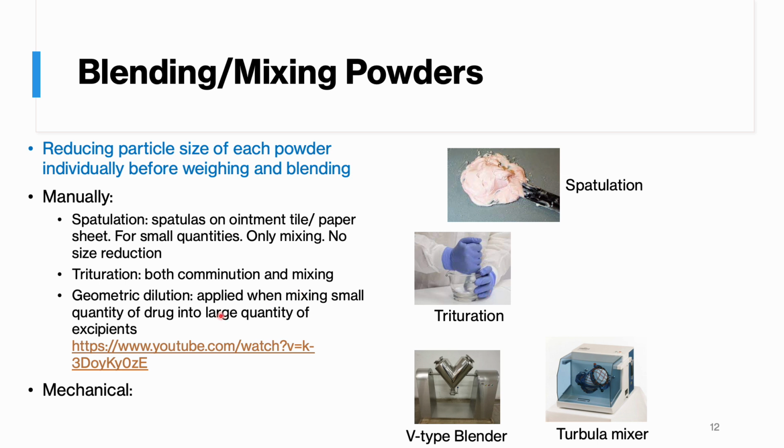Geometric dilution. Geometric dilution can be applied on an ointment tile or in a mortar and pestle. It's usually applied when mixing a small quantity of drug with a large amount of excipient. In geometric dilution, usually a small amount of the drug and a small or equal amount of excipient are mixed together first, and then a similar amount of the excipient is mixed in and added on until all the excipient or powder has been used. Please watch this video for further definition and description of geometric dilution.